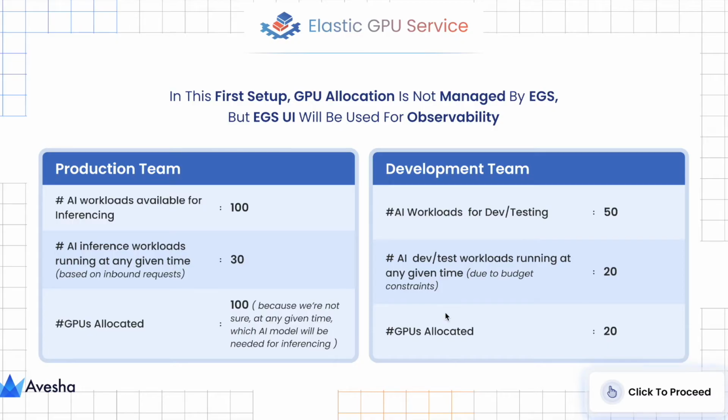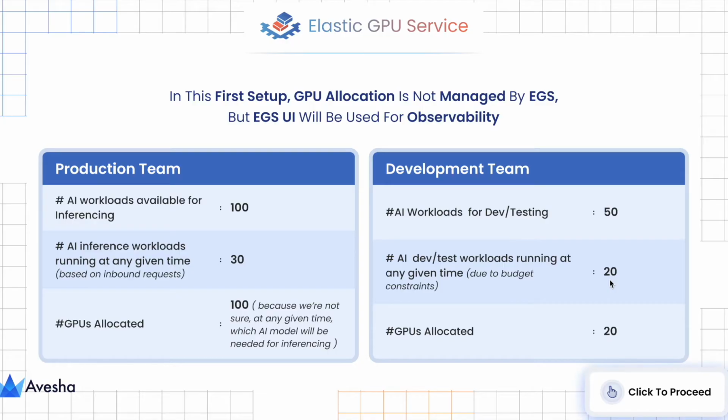The production team here has 100 AI models ready to go, but at any given time, they're only actively using up to 30 of them based on usage patterns. So they've got all these GPUs just sitting there idle most of the time. The dev team has 50 models, but because of budget constraints, they can only run up to about 20 at a time. So they've got a smaller pool of GPUs to work with.